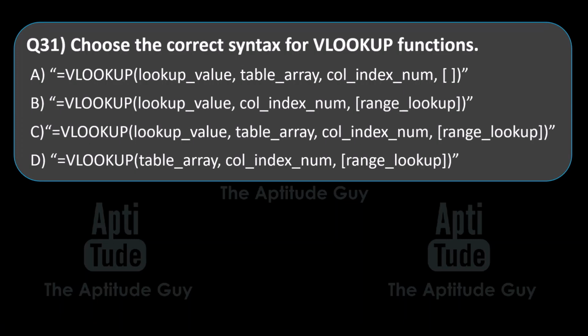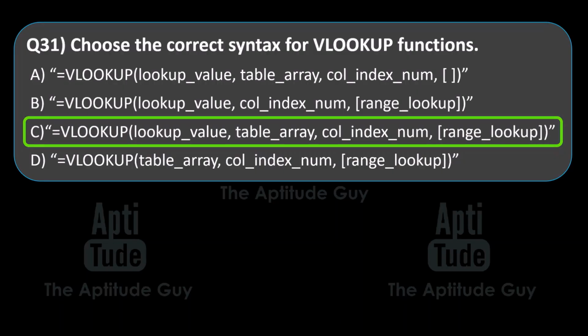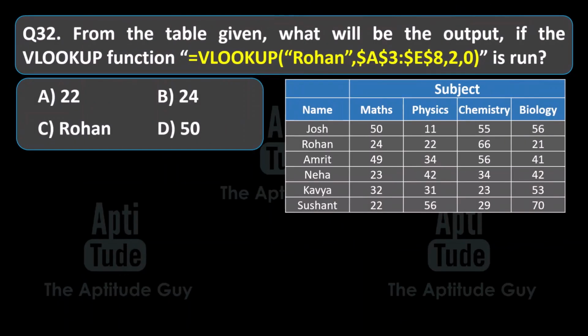Okay, I hope you have some answer. Let's see what is the correct answer. The correct answer is option C. It's a huge formula, not really huge. We have 4 segments over here. We have the lookup value, then we have the table array, then we have the column index number, and then we have the range lookup. Now, more details about this in the next question, but you need to, unfortunately, memorize this entire syntax of the VLOOKUP function. Okay, I hope you got this correct. And please, I cannot stress this enough, learn about the VLOOKUP function. All right, next question.